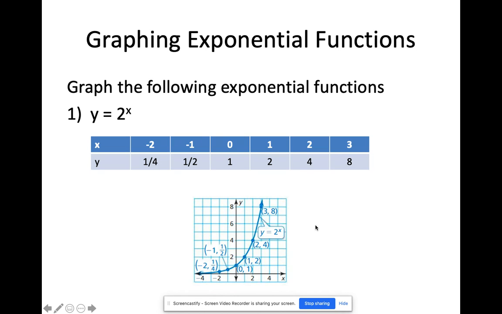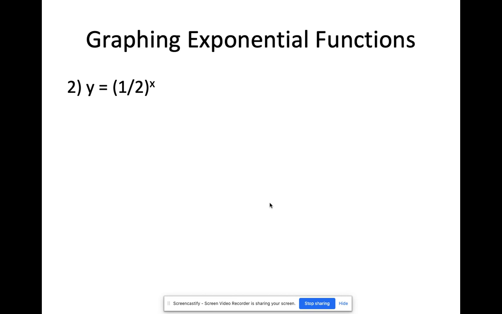Notice this is the graph of y equals 2 to the x. You can also do this in Desmos, at desmos.com, and simply type in the equation. It's going to look like this as well.